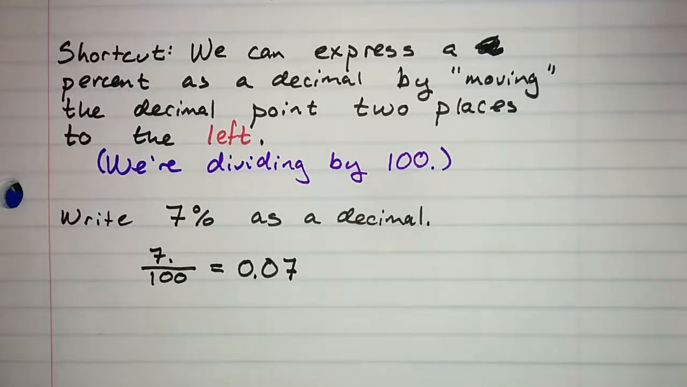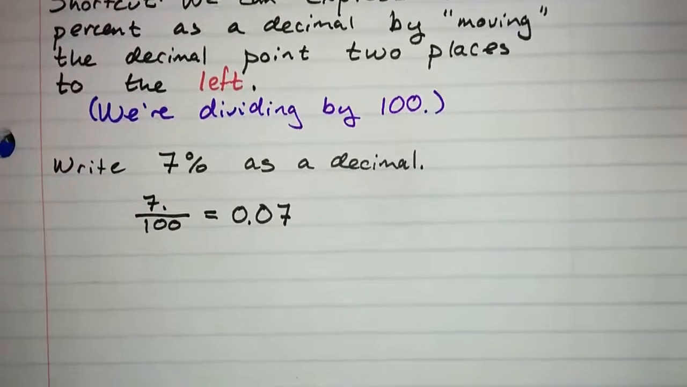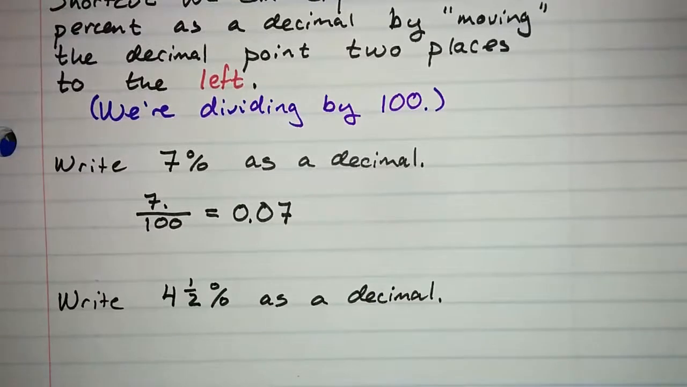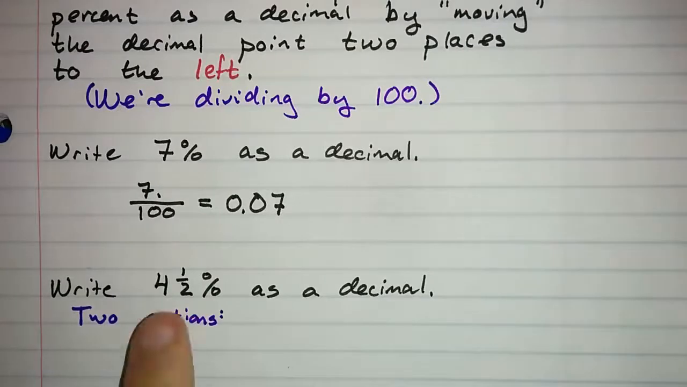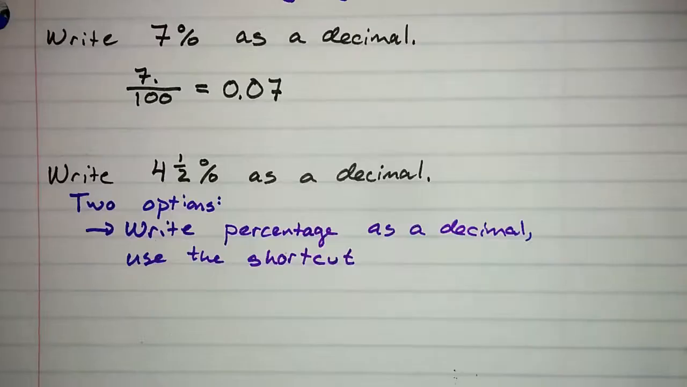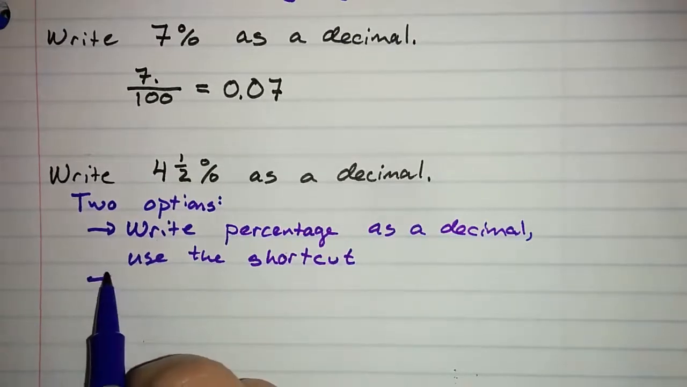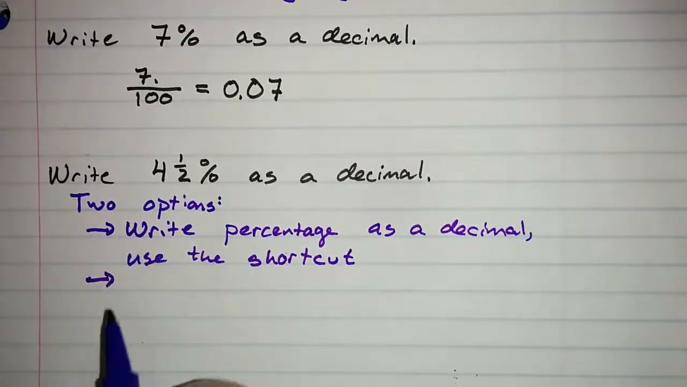Okay, what if we have a fraction that isn't like this, right? What if we have a mixed number percent? Or more generally, any percent where the percentage isn't expressed as a decimal. Well, we have 2 choices in this case. The first option is to write the percentage as a decimal and use the shortcut. Or we could skip the shortcut and just use division.